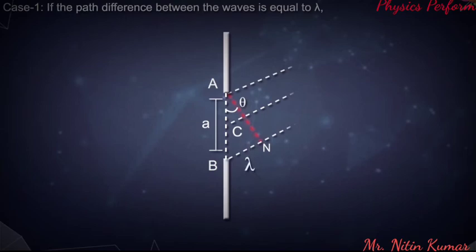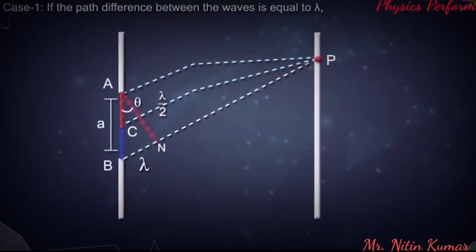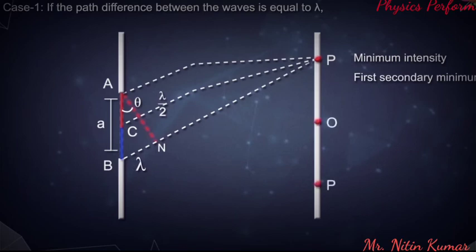To analyze this condition, let us divide the whole wavefront AB into two equal halves, AC and CB. Since the path difference between the secondary waves from A and B is lambda, the path difference between the secondary waves from A and C reaching P will be lambda by 2. Due to path difference of lambda by 2, these two waves will interfere destructively at point P. Overall, point P will be of minimum intensity and it is called the first secondary minimum, and it is formed on either side of the central maximum.